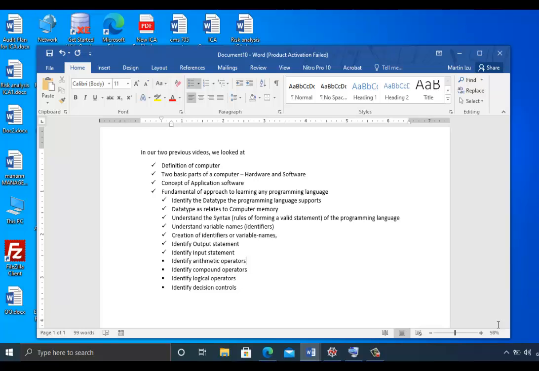Then we also looked at the concept of application, with respect to where we are driving at: how to program in Python, or how to approach any programming language of your choice, what programming is all about, and the end result. We looked at application software or program as a means of accomplishing a specific task. Every program or application or software that is designed or developed has one specific task that it will achieve.